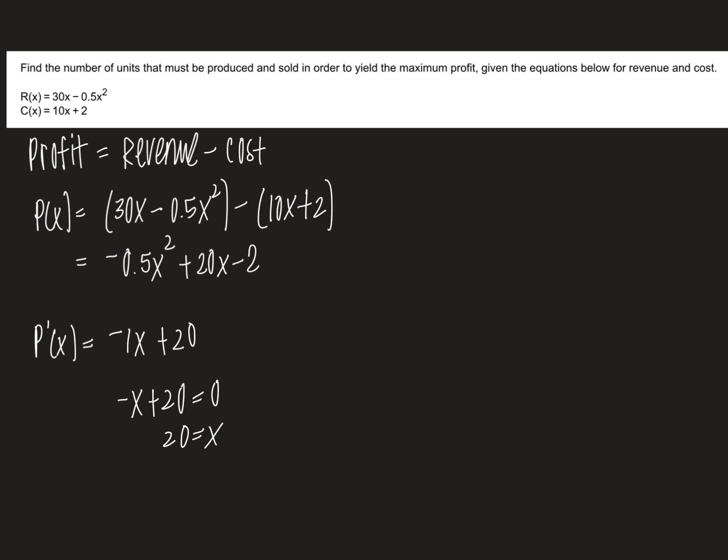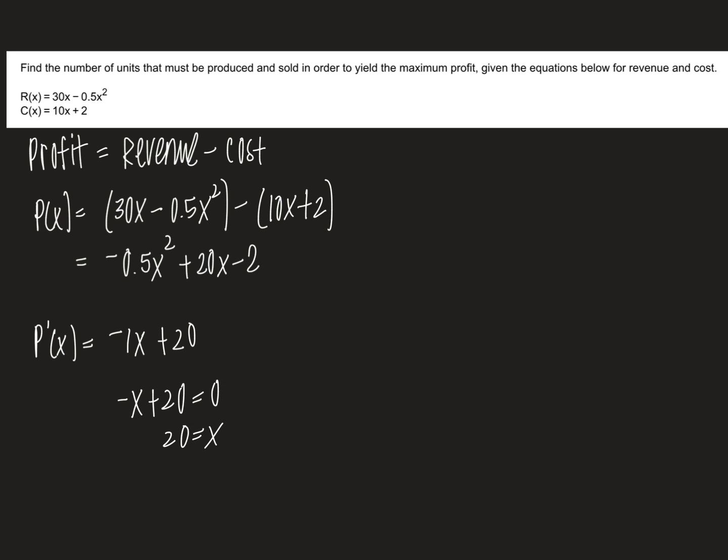So this one's wanting us to find the number of units that must be produced in order to achieve maximum profit. It's not asking for the maximum itself. It's just asking for when or where that maximum will occur. So that's the x value. If it were asking for what the maximum is, that would be the y value that goes with that x value. But it won't be that much work that we had to do.